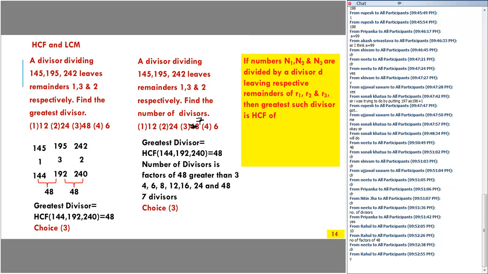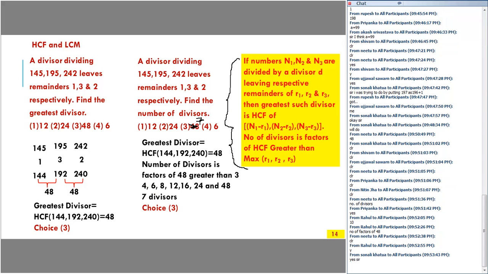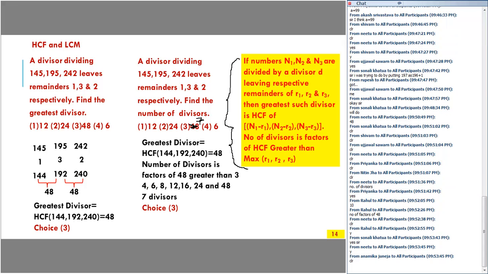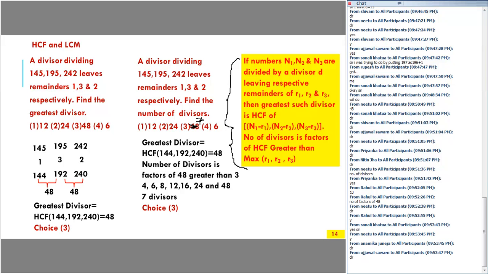If N1, N2, N3 are divided by a divisor, leaving remainders R1, R2, R3, then the greatest divisor is HCF of N1 minus R1, N2 minus R2, N3 minus R3. And the number of divisors will be factors of HCF greater than R1, R2, R3. Are we clear with this summary? How many are clear with this summary?